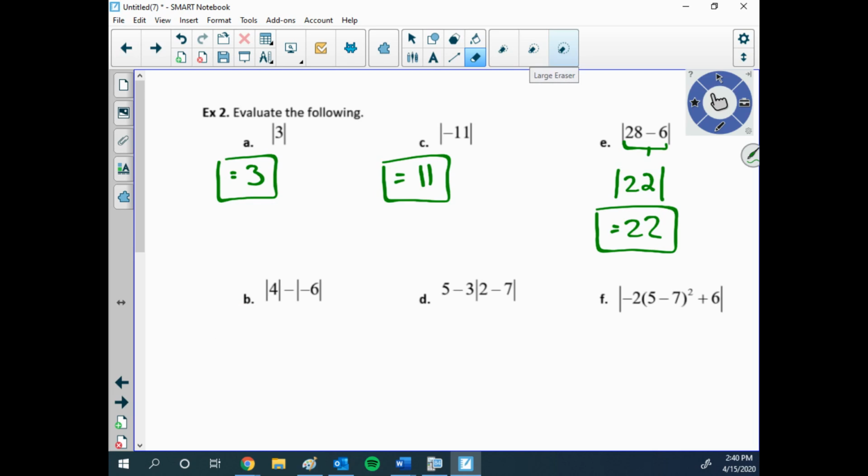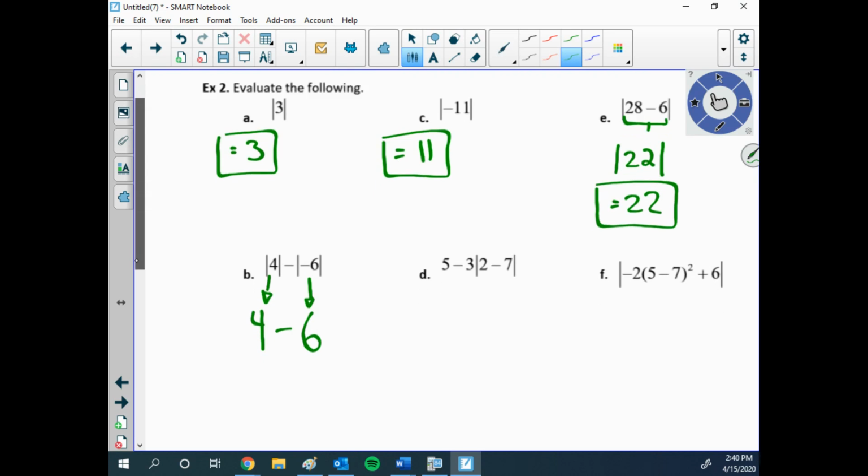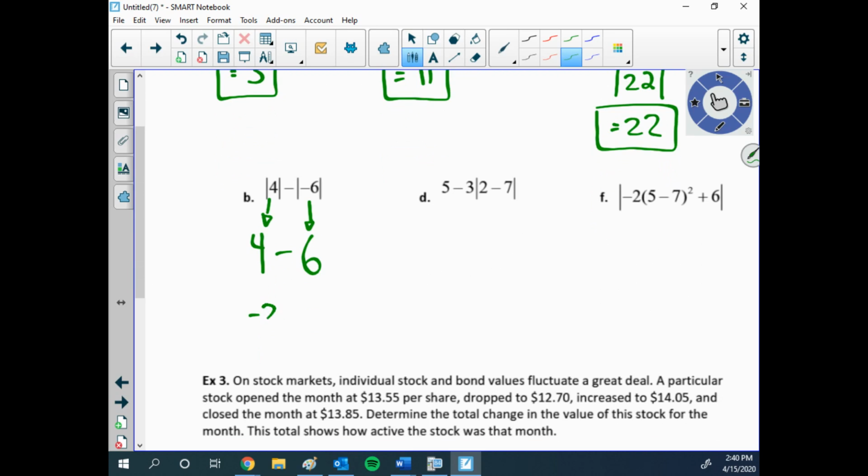Now here, I need to treat these individually. What's the absolute value of 4? The absolute value of 4 is 4, minus the absolute value of -6. The absolute value of -6 is actually +6. Once I have solved for what each of those functions are and I've taken their absolute values, now I can combine these. Well, what's 4 minus 6? It's -2.